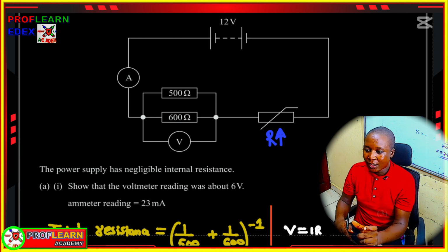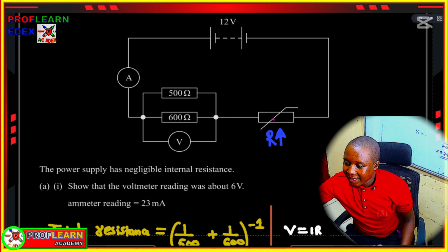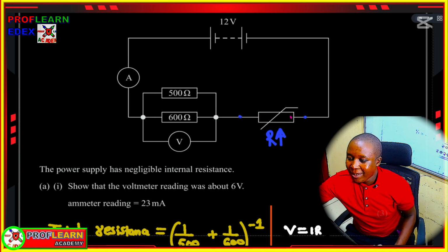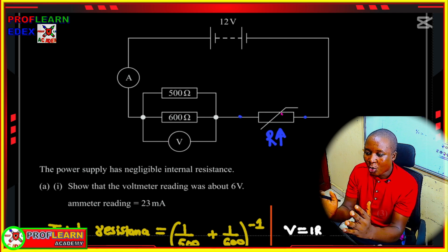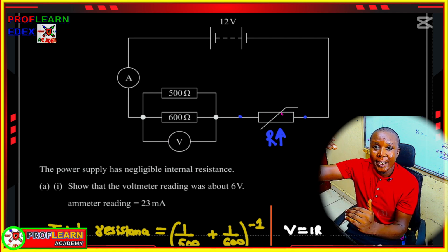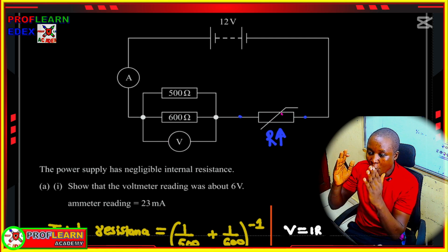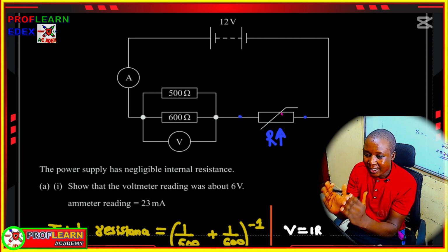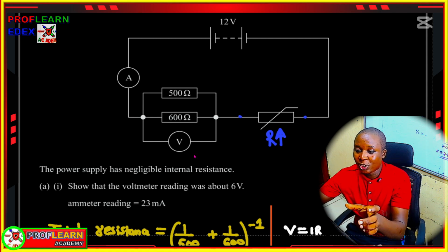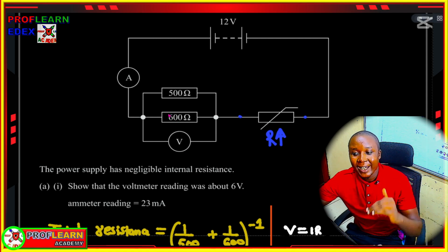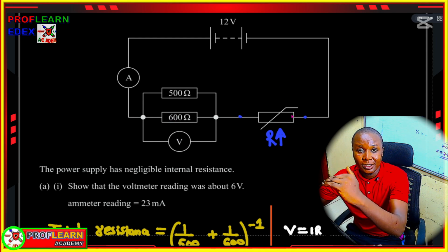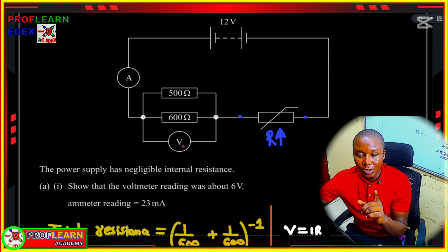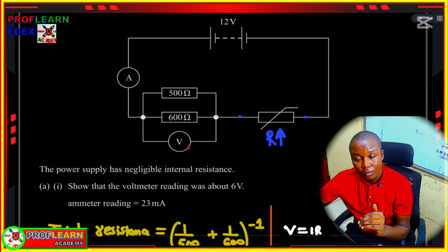What about the voltmeter? If the resistance here increases, it means the potential difference across the thermistor is going to go high. Since the resistance has increased, there will be a larger potential drop at this thermistor. Then the section that we have here is going to have less voltage. There will be a larger voltage drop at the thermistor because of the increase in resistance. Then that means the voltmeter reading is going to go down.